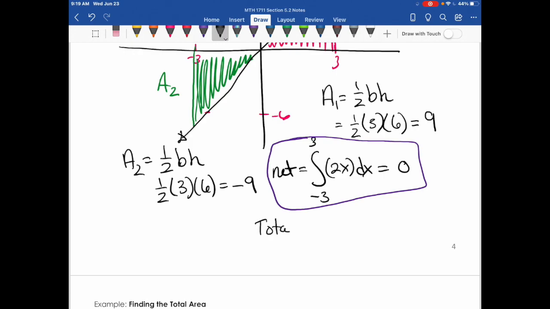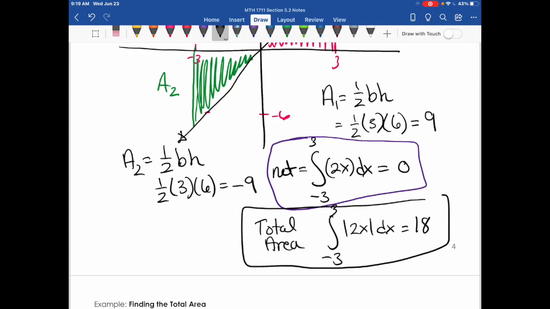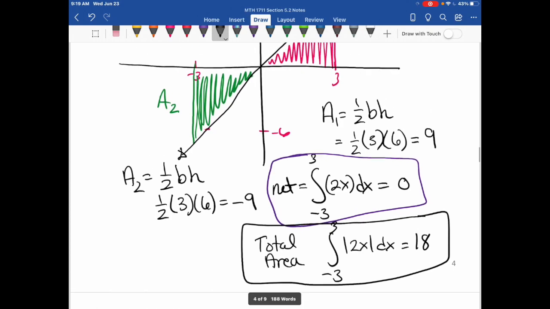Now, if I want to find the total area from -3 to 3, and I don't want to consider the fact that it's above or below the axis, I want to take the absolute value of our function and integrate it from -3 to 3. And when we don't consider the signed values, if I have 9 and 9, that's going to give me 18. So this would be considered the total area.